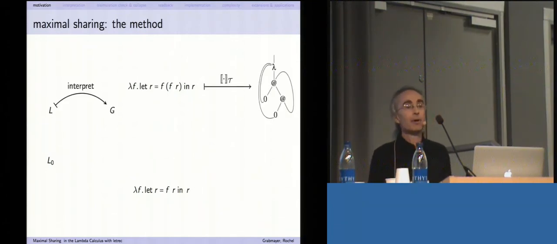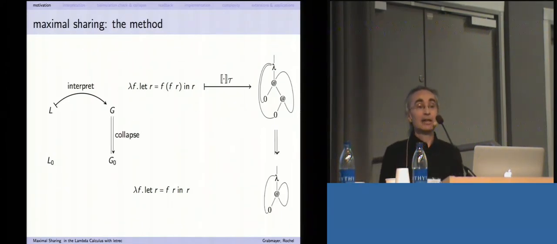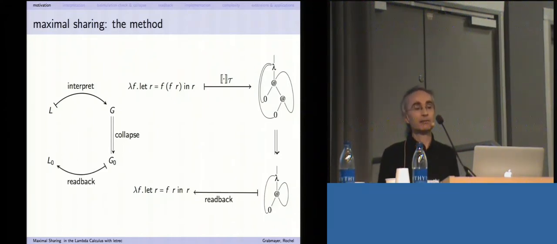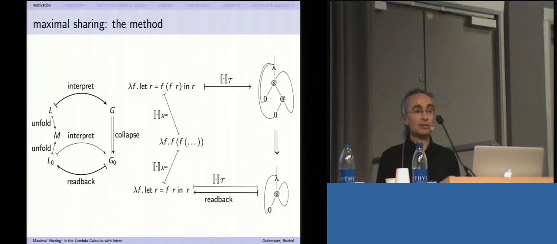The method that we propose does the following. It interprets the Lambda letrec term as a term graph, then uses a standard method, namely bisimulation collapse, to compactify this term graph, and then from the compactified term graph reads back the compactified Lambda letrec expression. The term that we obtain has the property that indeed it has the same unfolding as the original term, and its interpretation is the compactified term graph.